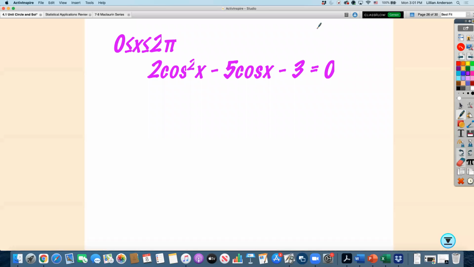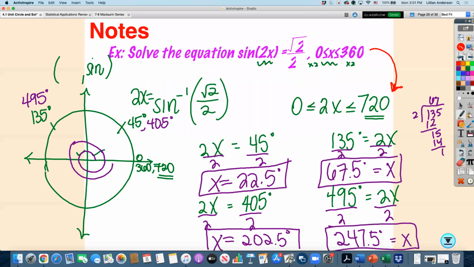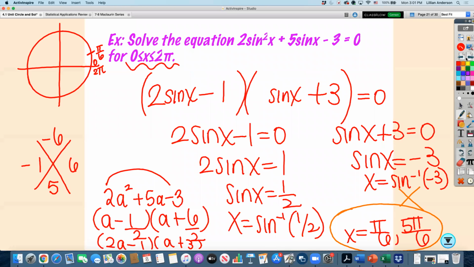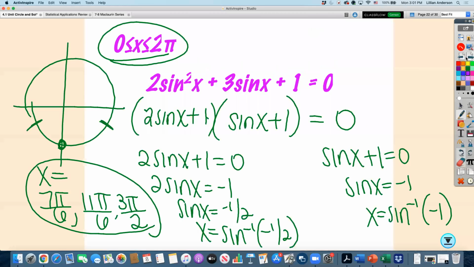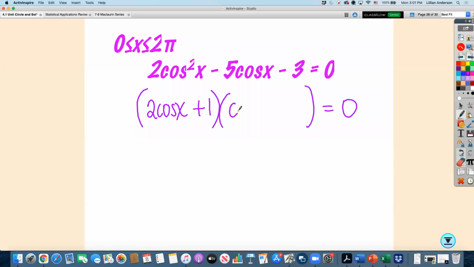All right, so this one, what did you have to do to solve this? Factor? It's a quadratic factor, and it was just like this quadratic, except the difference was that it was cosine and not sine. No, there is a minus as well. Oh, okay. But it was still pretty close, right? One was 2 cosine x plus 1, and then cosine x minus 3.